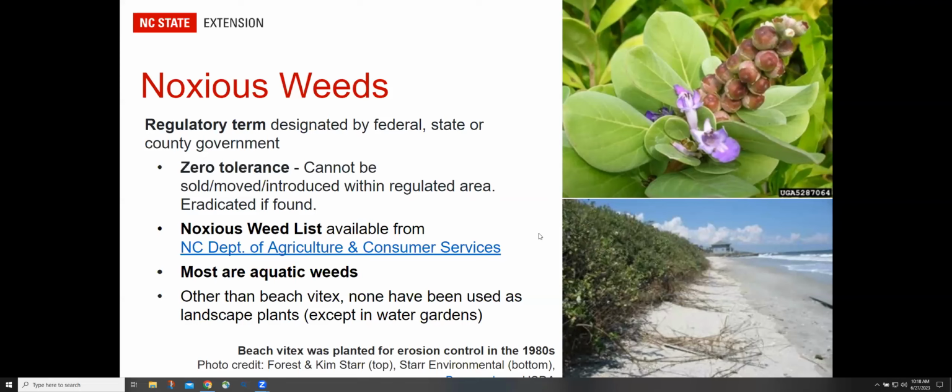Most of them are aquatic, and actually most of those are set at the federal level. And you probably won't recognize a whole lot of them because most of them, for one, aren't here because there are active programs to keep them out. But they really aren't things that have been grown as landscape plants. One exception being beach vitex, which you can see in the pictures, that was introduced for erosion control in the 1980s and was planted on dunes initially in South Carolina and has spread to North Carolina, and millions of dollars have been spent trying to eradicate beach vitex because it's actually not good for the dune ecosystem.